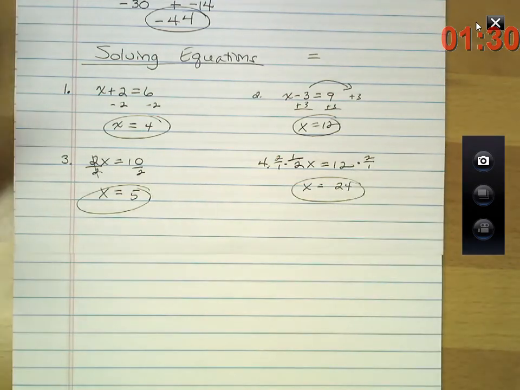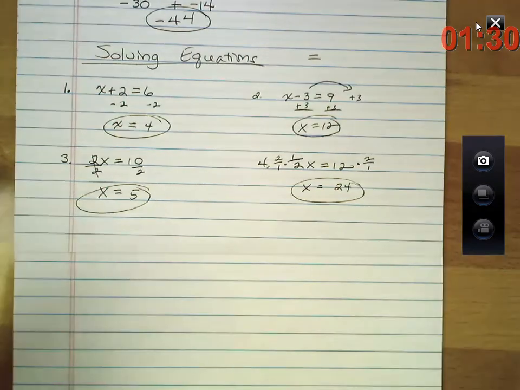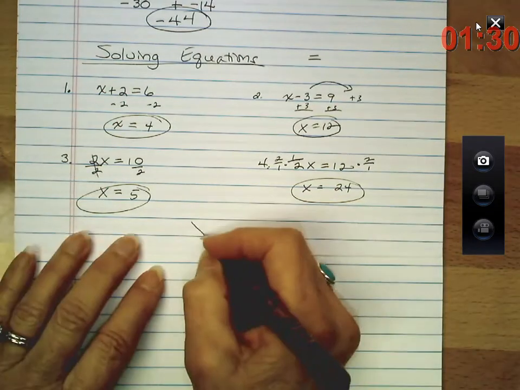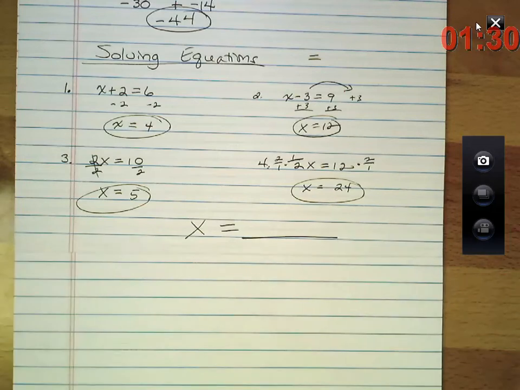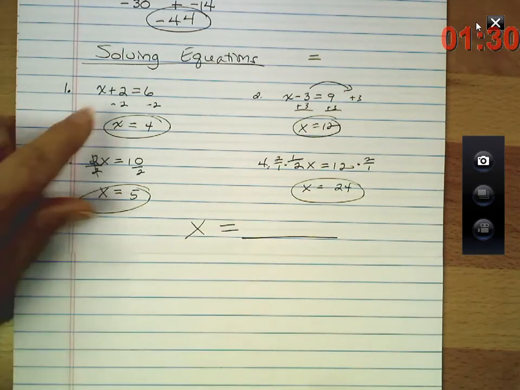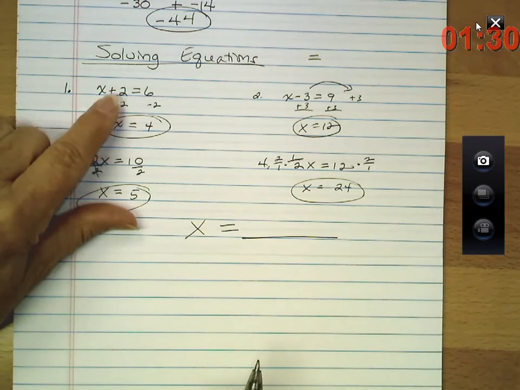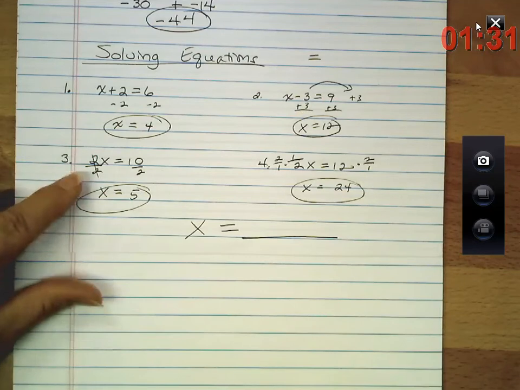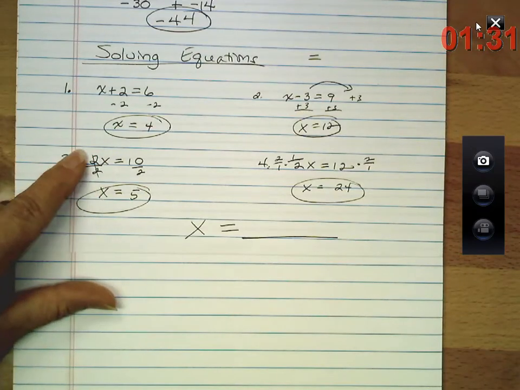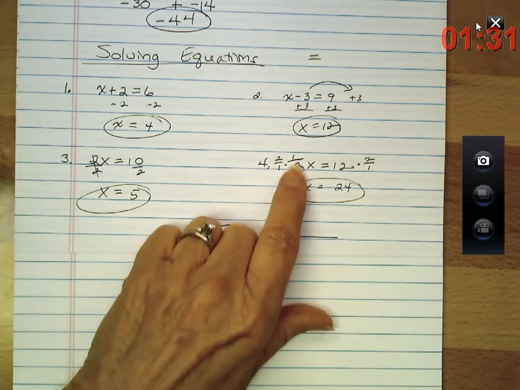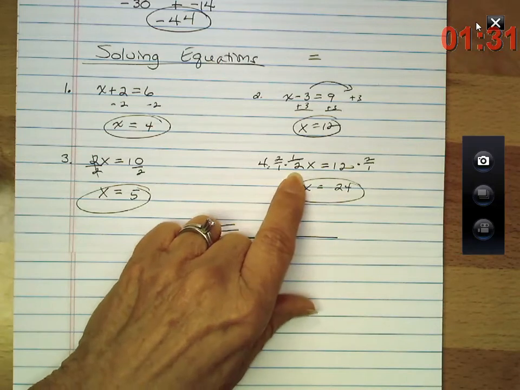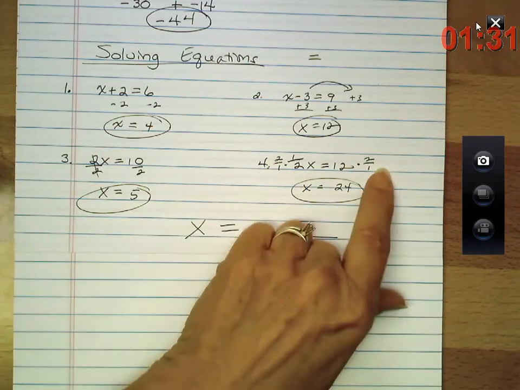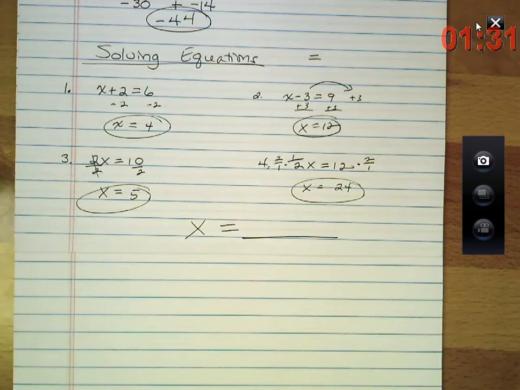Now, your whole goal on an equation is to get x equal something. So you want to remove whatever is on the side with the x. If it's adding, you do the opposite or you subtract. If it's subtracting, you do the opposite or you add. If it's multiplying, you do the opposite or divide. If it is dividing, you do the opposite or multiply by the reciprocal. So that's what you're doing there.